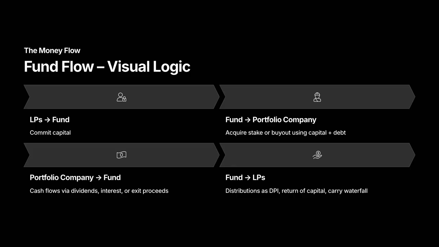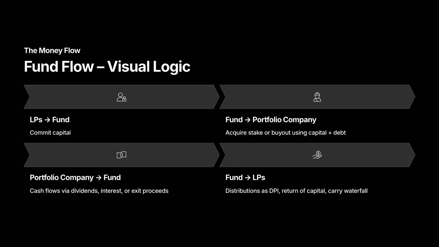Fund flow, visual logic. Here's the core money path. LPs commit capital, the fund draws capital, the fund invests into a portfolio company, often with leverage. Over time, the portfolio company generates cash, dividends, interest, or exit proceeds. Those flows return to the fund. From there, the fund distributes money back to LPs according to the waterfall structure. And the GP earns carry if thresholds are met. A loop of capital, improvement, and return.